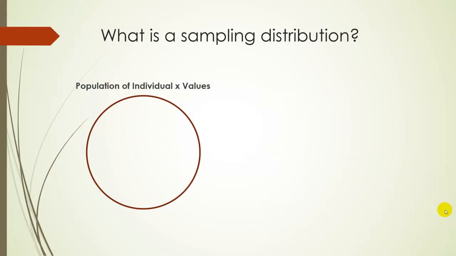All right, so let's talk about what this whole sampling distribution is. When we start off, we have a population of individual x values. This is just our traditional population. I show a circle here, and in this circle includes everyone in the population, every single x value in the whole population.